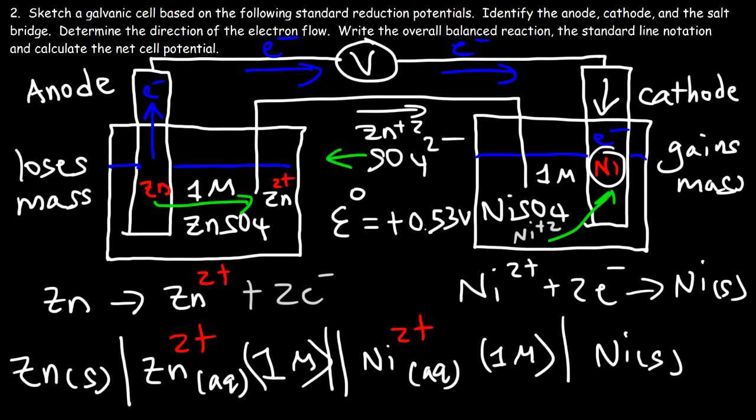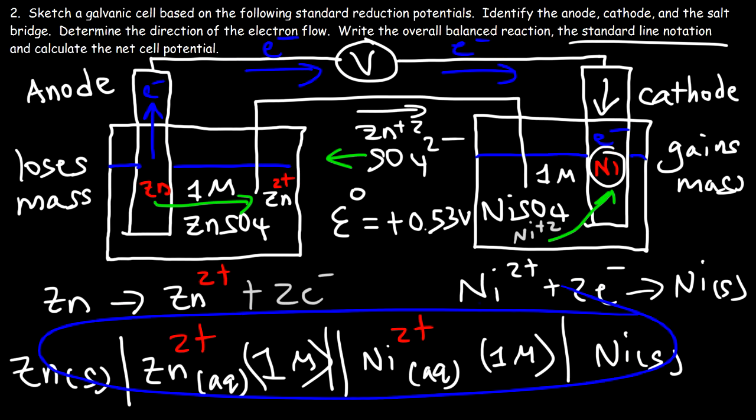So that's a simple way in which you can write the standard line notation or cell notation of a galvanic cell. Now, if you want more examples on writing cell notations, you can look at my video entitled Cell Notation Practice Problems on YouTube if you want more examples on this, particularly harder examples.